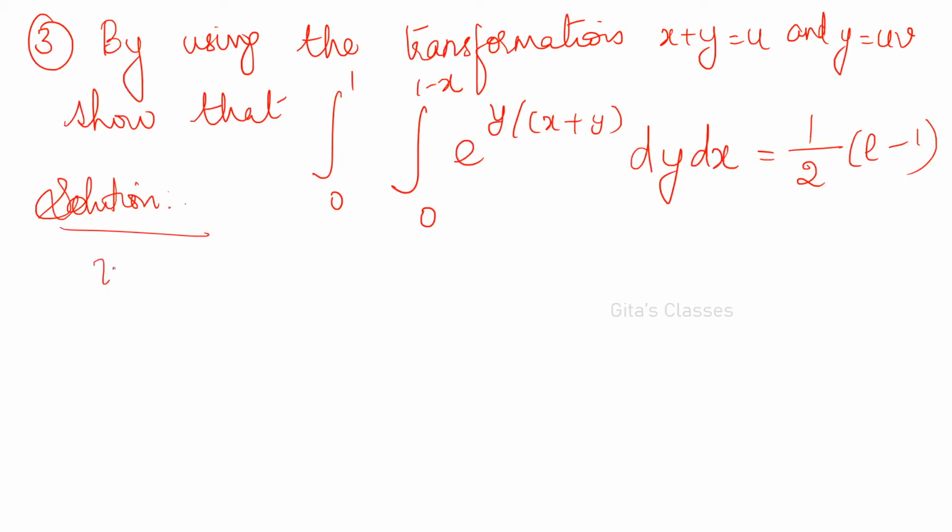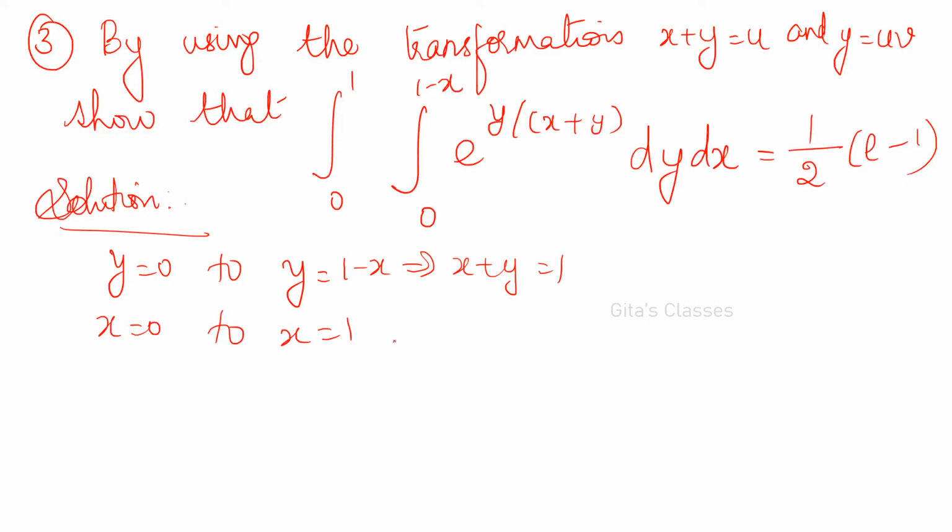See, y varies from 0 to, or let us write like this, y is equal to 0 to y is equal to 1 minus x. That implies x plus y is equal to 1, right? And x varies from 0 to x is equal to 1. These are the given limits. So let us draw the region now, the given region.